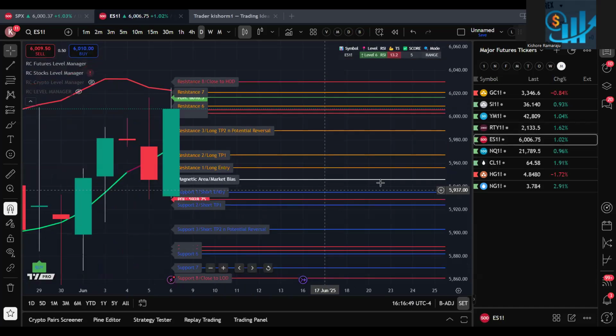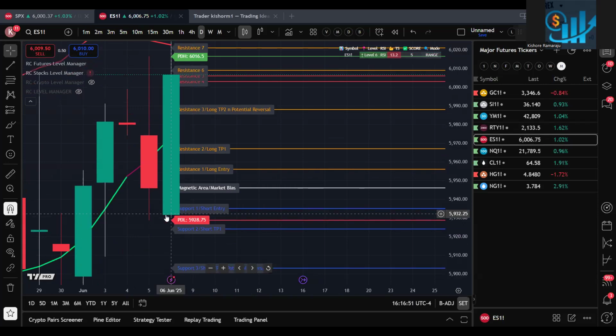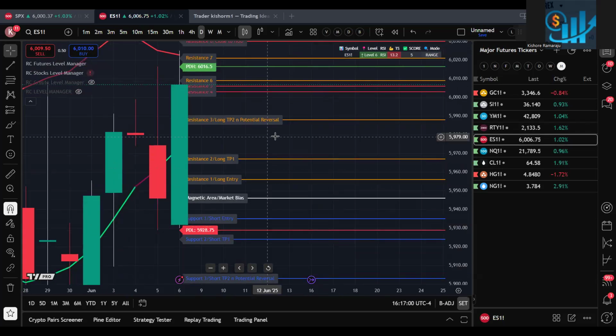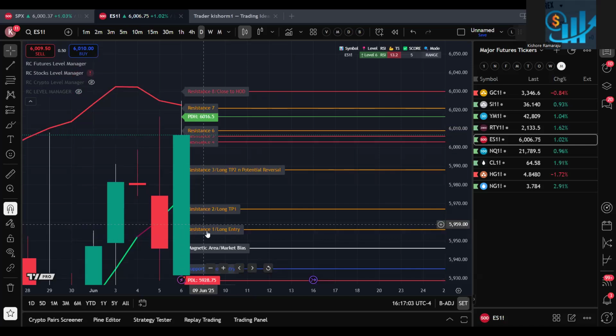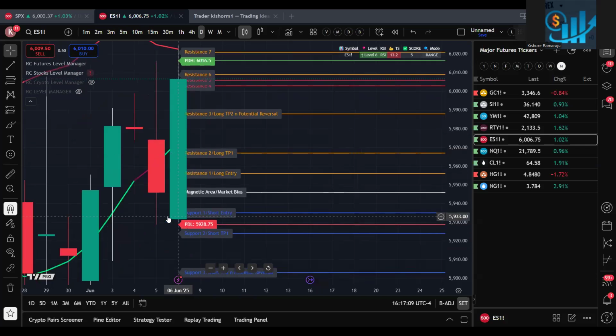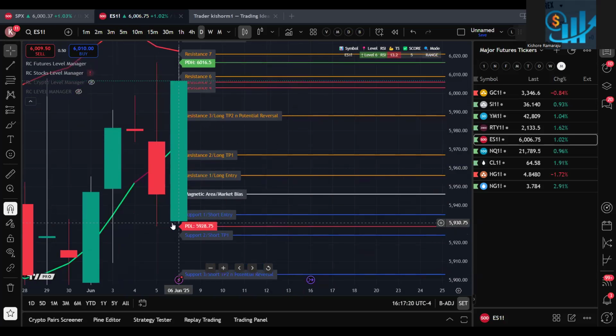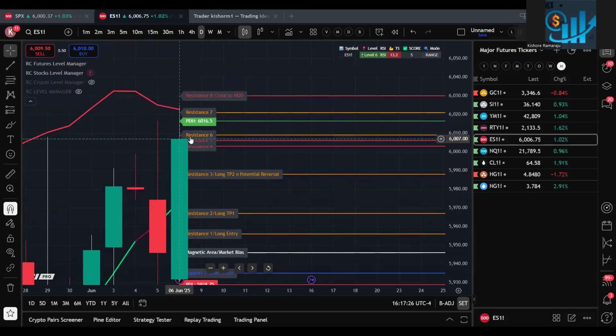In ES, if you see, the open was below the magnetic area, the close was above the magnetic area. That means this is not scenario one. If your open and your close are above the magnetic area, then that is scenario one. But if your open is below the magnetic area and your close is above the magnetic area, this is scenario number 4. That is a trend reversal. That means initially it was bearish, but because of the news, the trend got reversed and then it went further up. So there is a 70% chance the trend will continue.